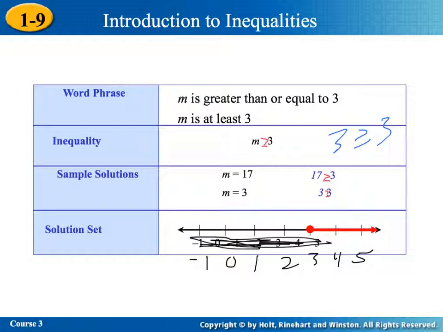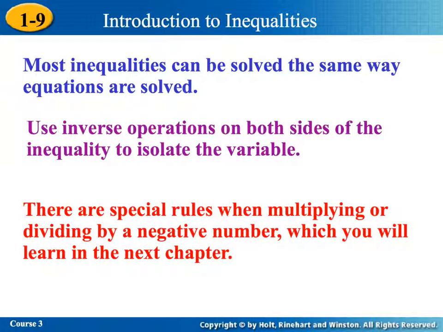All right. I'm going to show you an example here that I want you to write down, and then I'm going to let you do a few on your own. The very first thing, it says most inequalities can be solved the same way equations are solved. We are using inverse operations of the inequality. Now, if you look at x plus 3 is equal to 4, we would subtract 3 from both sides to get our answer, and x would be equal to 1. That's the exact same way as we would have an inequality.